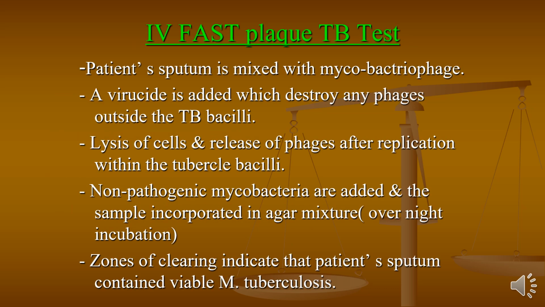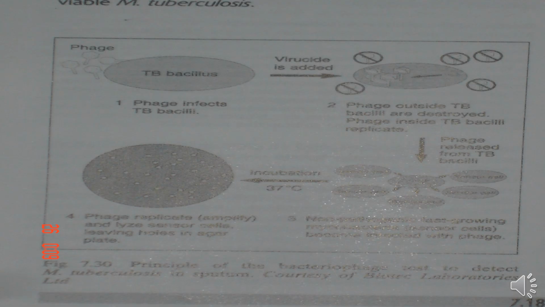Patient's sputum is mixed with mycobacteriophage. A virucide is added, which destroys any phage outside the TB bacilli. Lysis of the cell and release of the phages after replication within the tubercular bacteria is done. Non-pathogenic mycobacteria are added and the sample is incorporated in an agar mixture. Zones of clearing indicate that the patient's sputum contains viable Mycobacterium tuberculosis. So this is a pictorial representation.